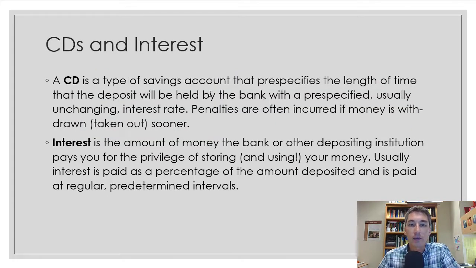So a CD, that's a type of savings account that pre-specifies the length of time that a deposit will be held by the bank with a pre-specified, usually unchanging interest rate, and then penalties are often incurred if money is withdrawn or taken out sooner. So you typically would get a 6-month CD for a given amount of interest, say 2%. And maybe you buy one for $5,000, and then after 6 months, you get 2% interest on that $5,000, in addition to the principal back. The principal is what you would call the initial deposit.